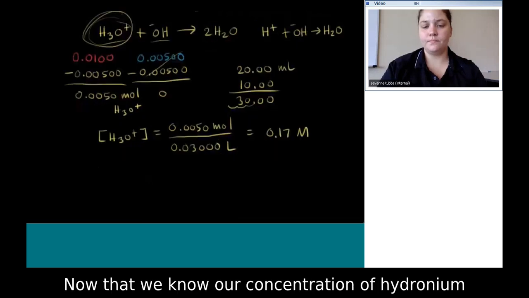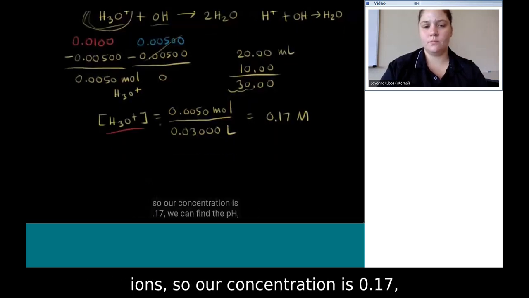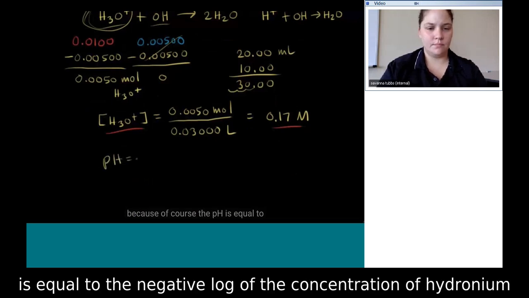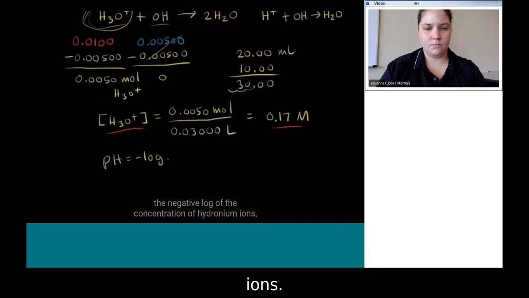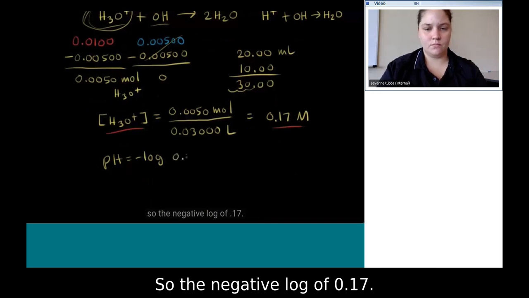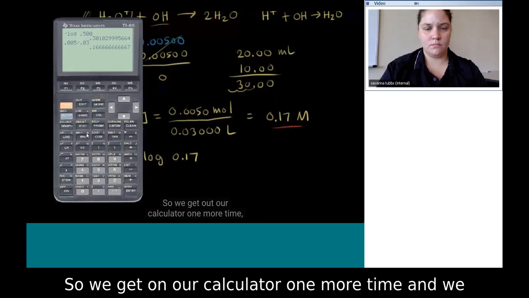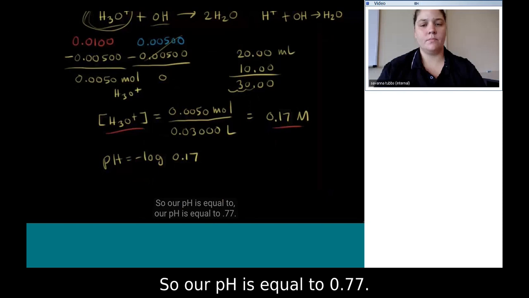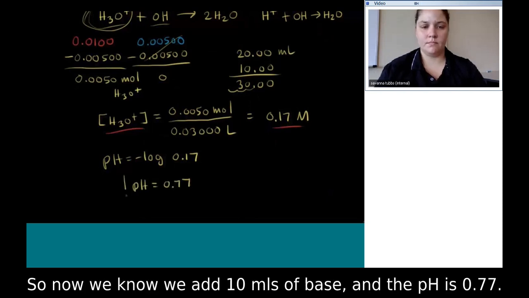Now that we know our concentration of hydronium ions, 0.17, we can find the pH. Because, of course, the pH is equal to the negative log of the concentration of hydronium ions. So the negative log of 0.17. So we get out our calculator one more time, and we find the negative log of 0.17, and that gives us a pH of 0.77. So our pH is equal to 0.77. So now we know we add 10 mLs of base, and the pH is 0.77.